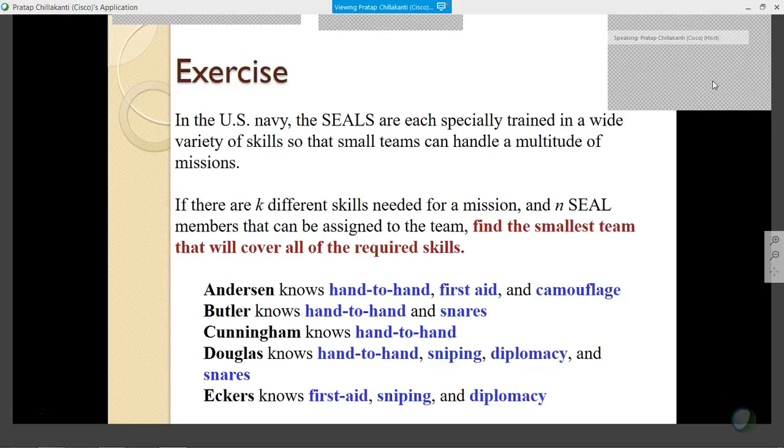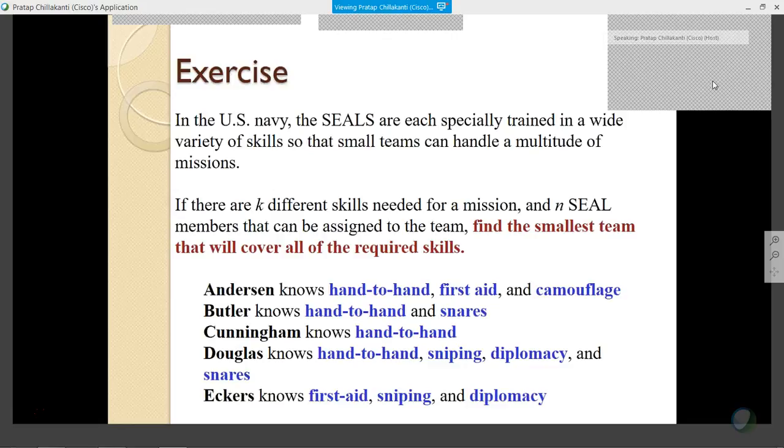Everyone understand the question? So you have a mission to do. In order to do that mission, there are K different skills that are required. So what is the smallest number of members that you can have, such that between them, you cover all those skills?